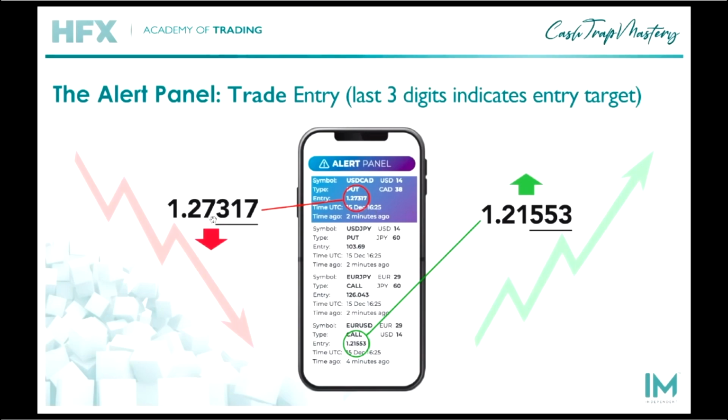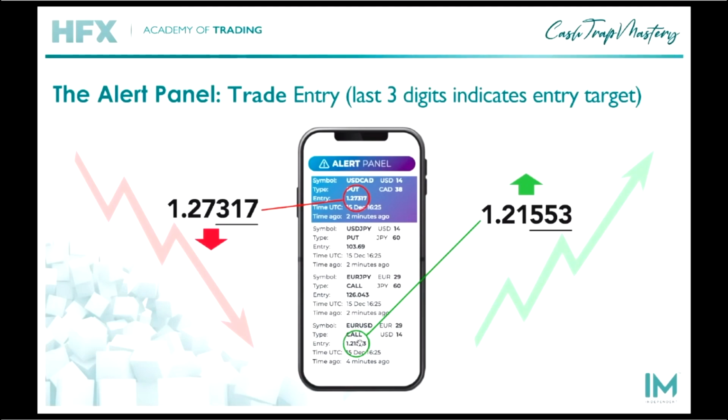The main thing that you want to pay attention to are the last 3 digits on each of these entry prices. For example, on this US dollar to Canadian dollar put option opportunity, we have an entry price of 1.27317. When you look inside your broker, the numbers that you want to pay attention to are the last 3 numbers. That will give you a close idea of where you want to enter the trade. So in this case, it would be 317. So if price is currently at 1.27300, you would want to wait for price to come up to 317 before entering the trade.